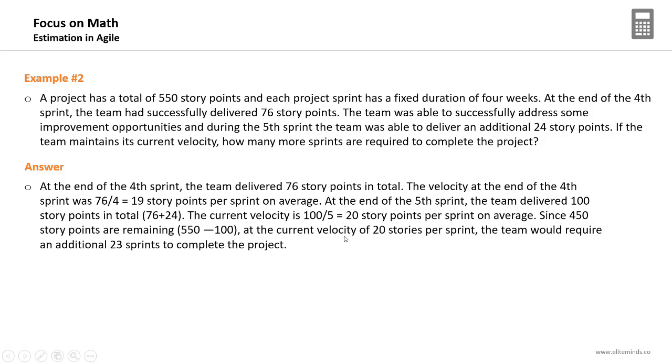The total product backlog story points is 550. However, the team already completed 100 story points up to the 5th sprint. So the remaining story points in the product backlog will be 550 minus 100. It's 450 remaining in the product backlog, dividing 450 by the velocity of the team, 20 story points. You will have 22.5 sprints. So the team will require an additional 23 sprints to complete the project.